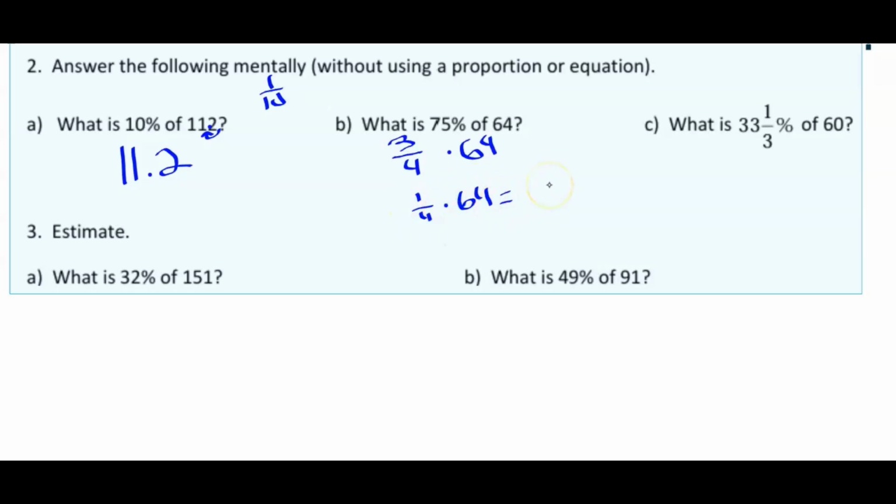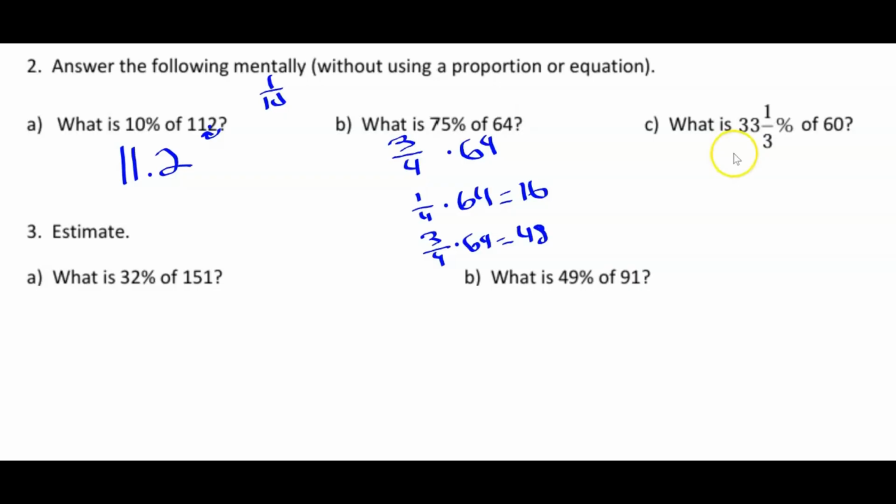Now if you don't know what that is, think to yourself, what is 1/4 of 64? Alright, 64 divided by 4 is 16. And you want to multiply that value by 3. So therefore 3/4 of 64 is equal to 48. Lastly, in letter C, what is 33 1/3% of 60? 33 1/3% is known as 1/3 of 60. And I'm basically doing 3 divided into 60, and that gives us 20. So there goes our answers.